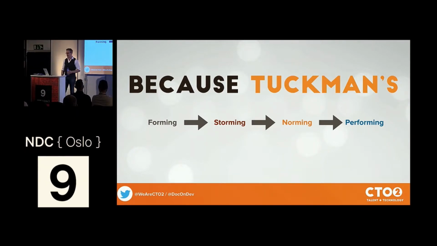Tuckman came up with this theory in 1965, right? And as I said, he says that all of these phases are necessary, they're inevitable, a team will go through them. And what happens, according to Tuckman's theory, as a team goes through these, is we see varying levels of performance on that team.